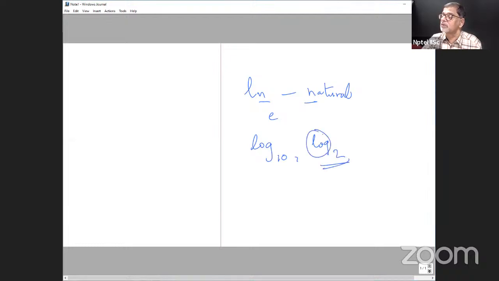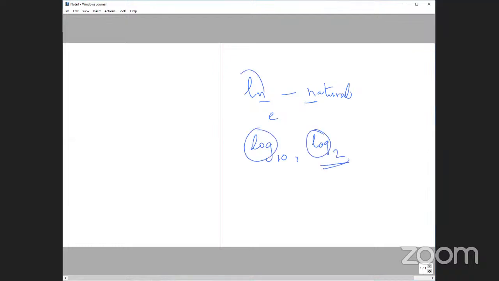For all these things, we use the term log. For natural log, we use ln, usually in maths, I am telling. Even for differentiation, we are writing log x for natural log. We are not using ln of x. In computer science, we do not want to really distinguish.